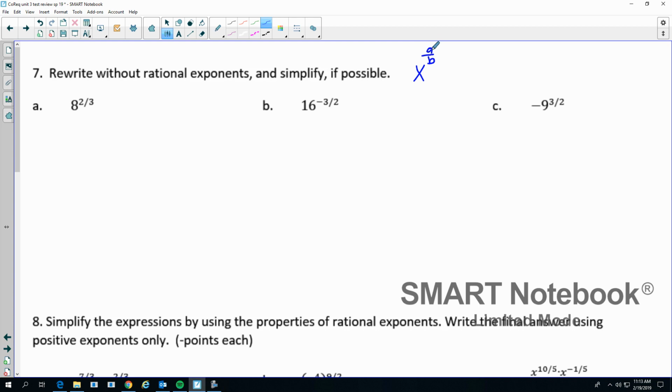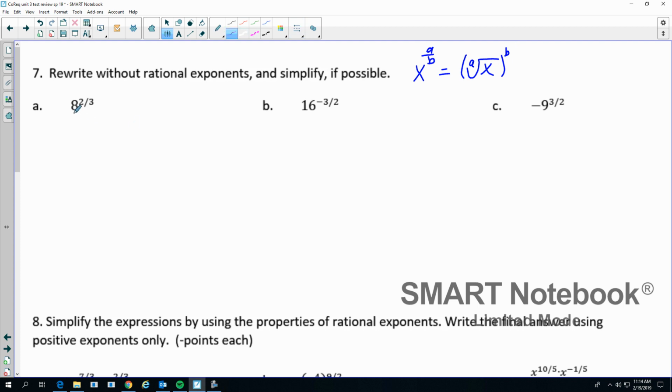The numerator right there tells you to take the a root of x and then raise it to the power of b. You can either put the b on the inside. I typically put it on the outside, but you could put it on the inside too. There's advantages to doing that sometimes, but for the most part, we're going to put it on the outside.